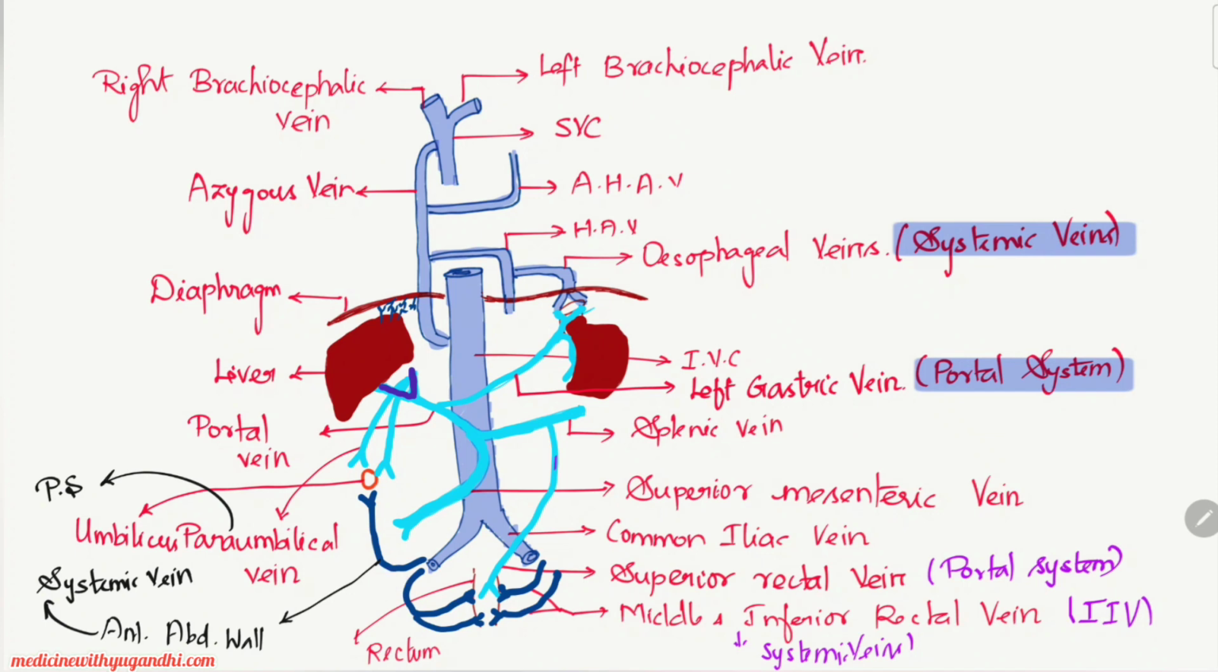As we already saw, the veins of the anterior abdominal wall could be categorized into three: one above the umbilicus, then below the umbilicus, then on either side of the umbilicus. So this paraumbilical vein anastomoses with the veins of the anterior abdominal wall, which also ultimately drain into the external iliac vein, then into the common iliac vein, and then finally into the inferior vena cava. So they come under the systemic veins.